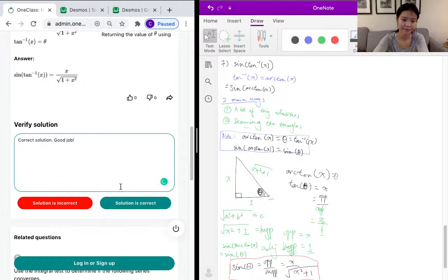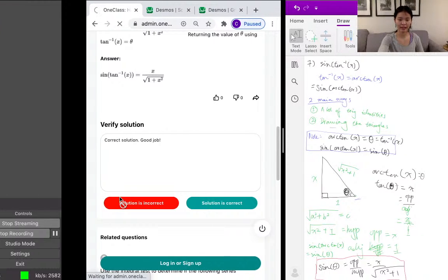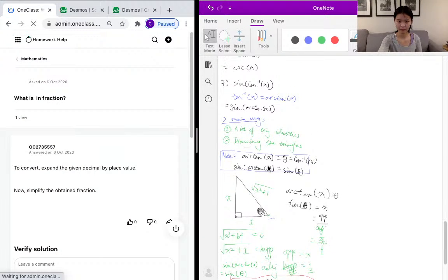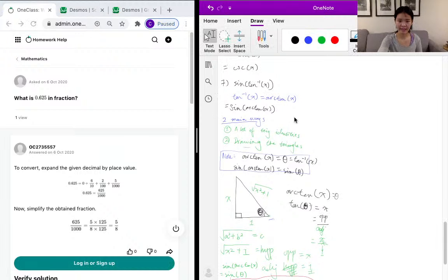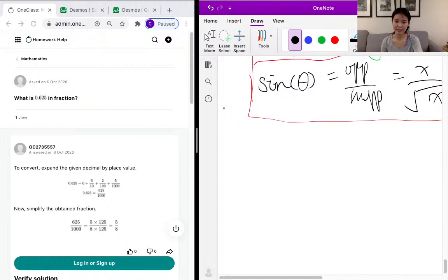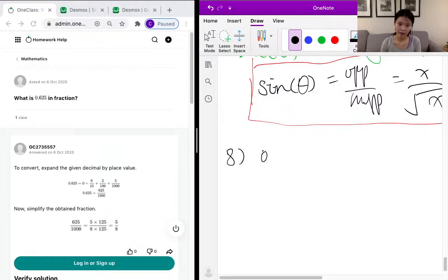Good job. Okay, now let's move on to our next problem over here. Our next problem just asks us what is 0.625 as a fraction. So basically it's asking us to convert a decimal to a fraction. The smallest place of the decimal is the third place to the right of the dot. So it is the 1,000th place, because it starts with the 10th place, the 100th place, and the 1,000th place. That's the smallest place.